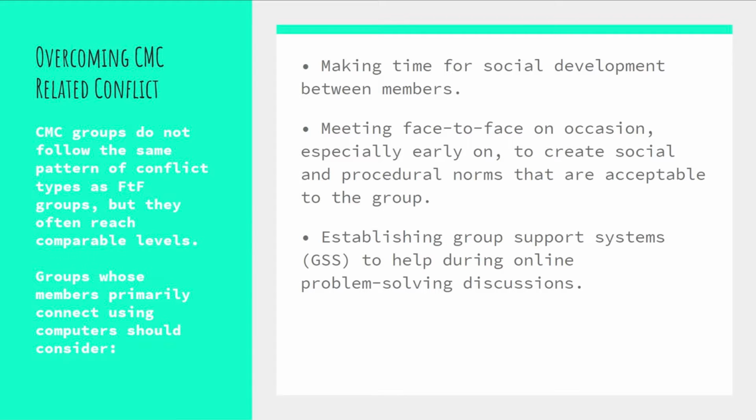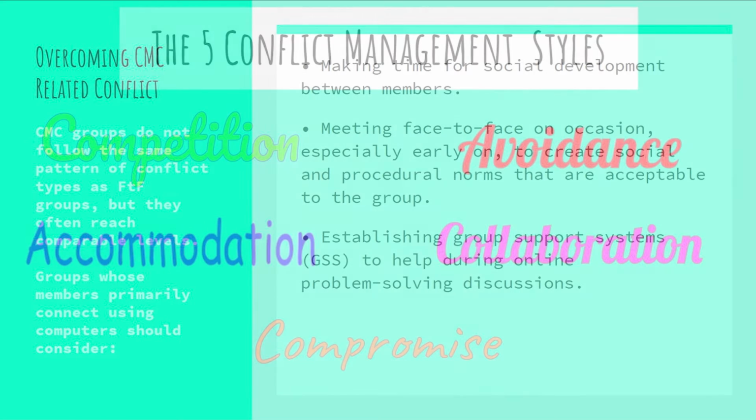CMC groups do not follow the same pattern of conflict types as FTF groups, but they often reach comparable levels. Groups whose members primarily connect using computers should consider making time for social development between members, meeting face-to-face on occasion, especially early on, to create social and procedural norms that are acceptable to the group, and establishing group support systems to help during online problem-solving discussions.